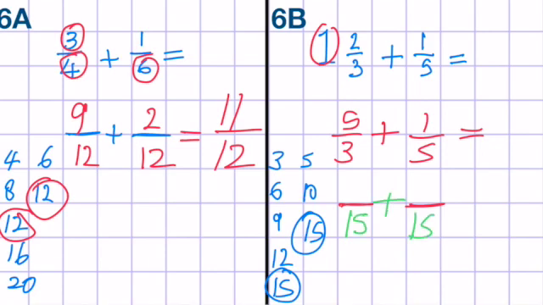What have we done to 3? We've times it by 5. So 3 to make 15, you times it by 5. So we do the same to the numerator. 5 times 5 is 25.